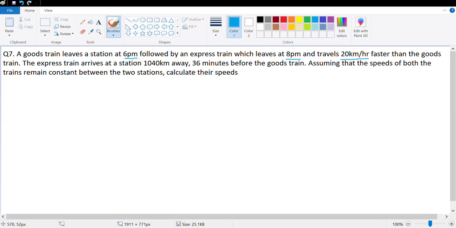The express train arrives, the distance is 1040 kilometer, 36 minutes before, which means it leaves 2 hours later but it arrives 36 minutes early, which means the difference of their time is 2 hours and 36 minutes. It left 2 hours later and arrived 36 minutes early. Assuming that the speeds remain constant, calculate their speed.